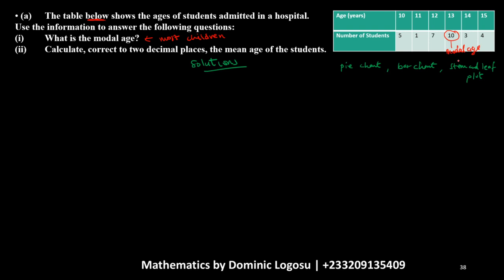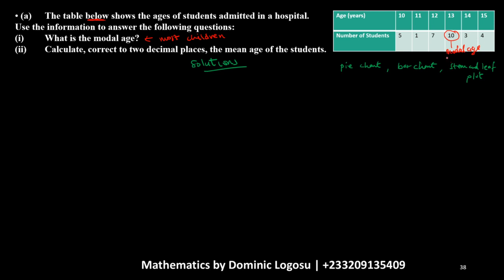Okay, good. But there are some technicalities. You can't just write 10. You have to write 10 or age 10. Because it's a word problem, you have to complete it. They said the modal age, so you can't just write the modal age is 10. The modal age is age 10, because it's like someone's age, technically.